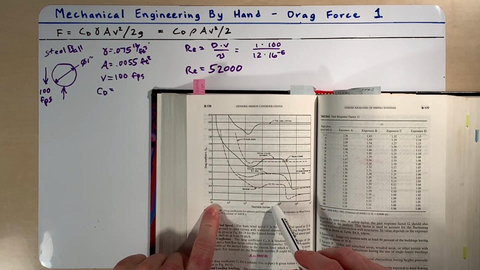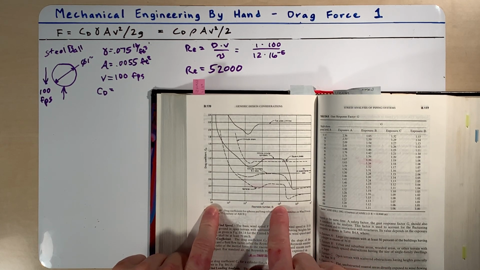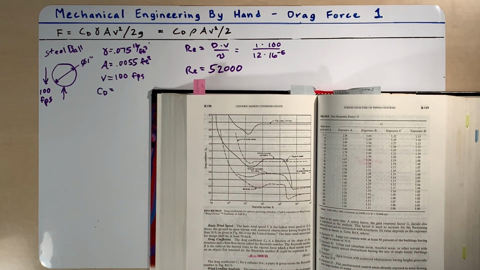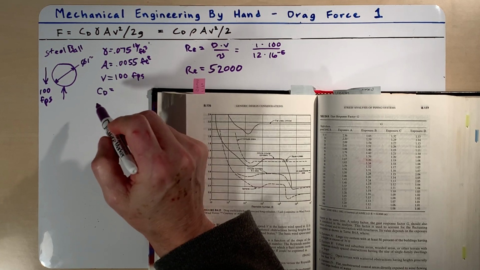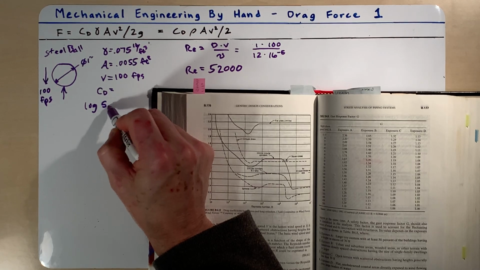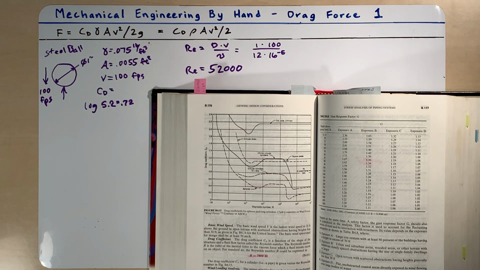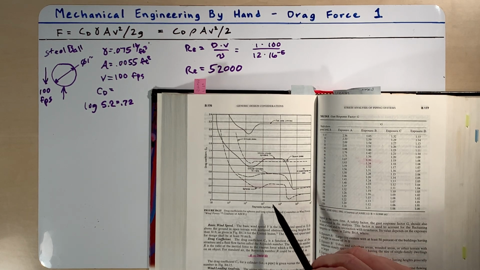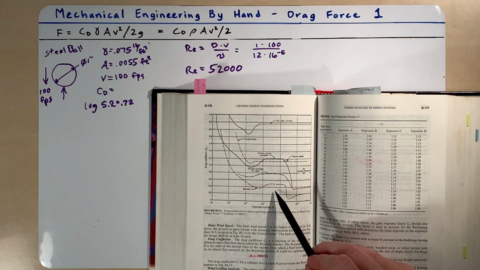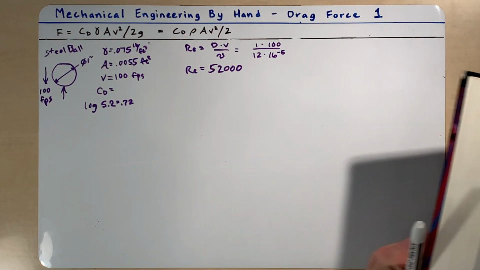So our Reynolds number was 52,000. This is 10,000, and this is 100,000, so it's going to be between there. And a handy way to read a log scale like that is to take the log of 5.2, and that equals 0.72. So we're going to be 72% of the way over. So about right here. And then I go up to that line for spheres, and it is 0.5 for the drag coefficient.